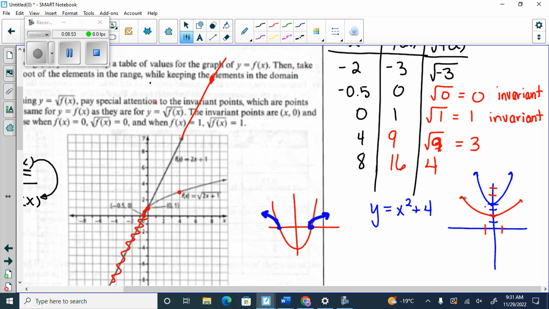Okay? Sometimes they'll also just give you functions and then ask for it. So they'll give you a function like this. They can do whatever they want. They can go and then ask you to draw that. Or they can give you something like this.